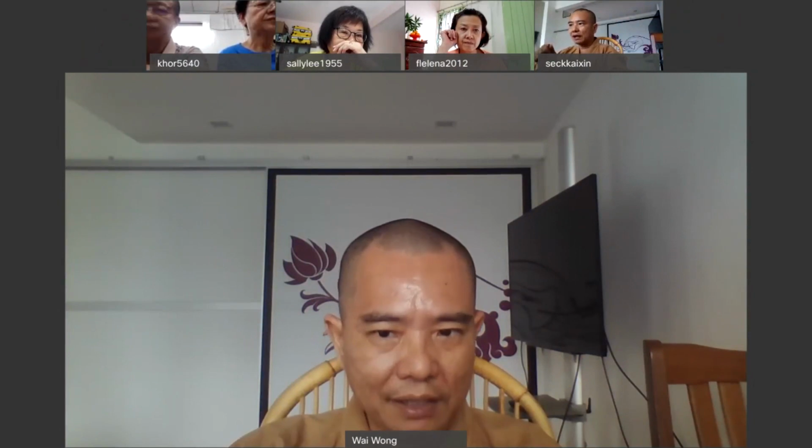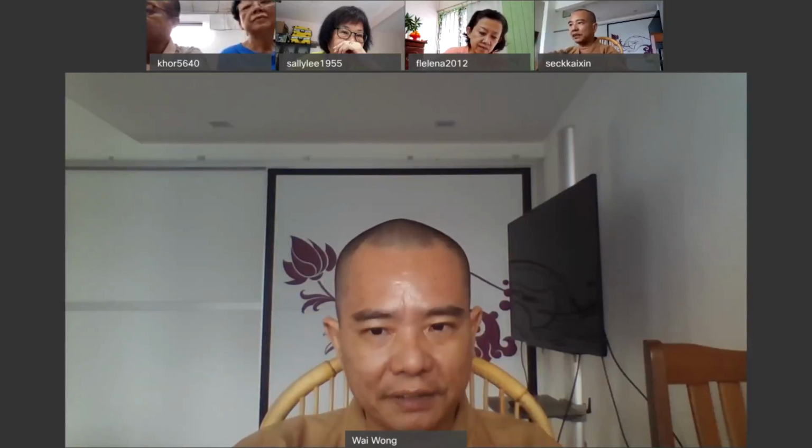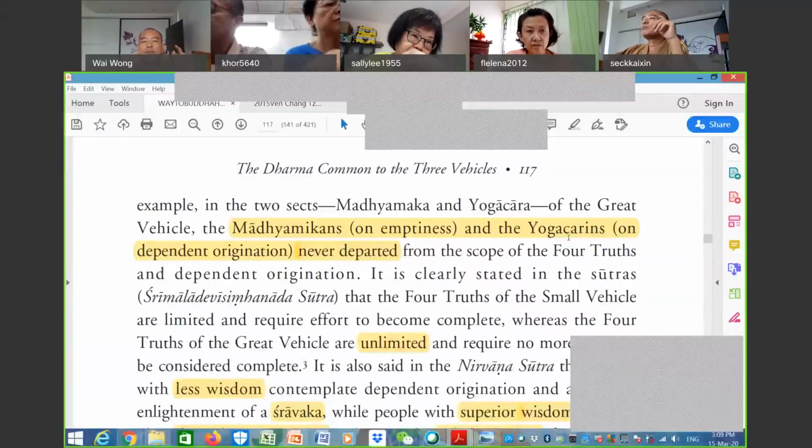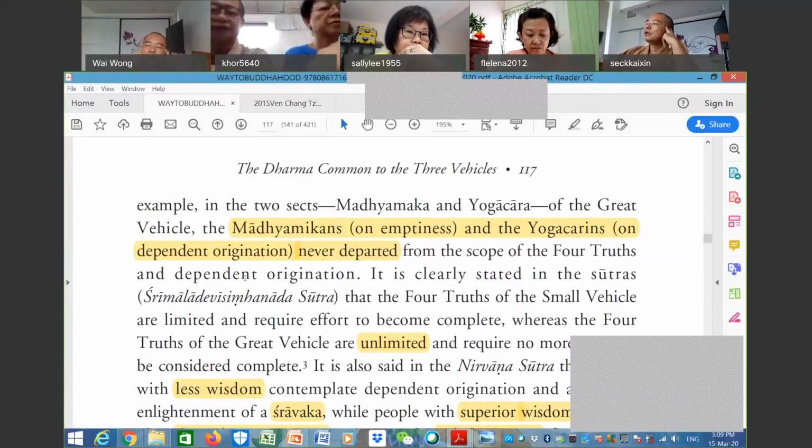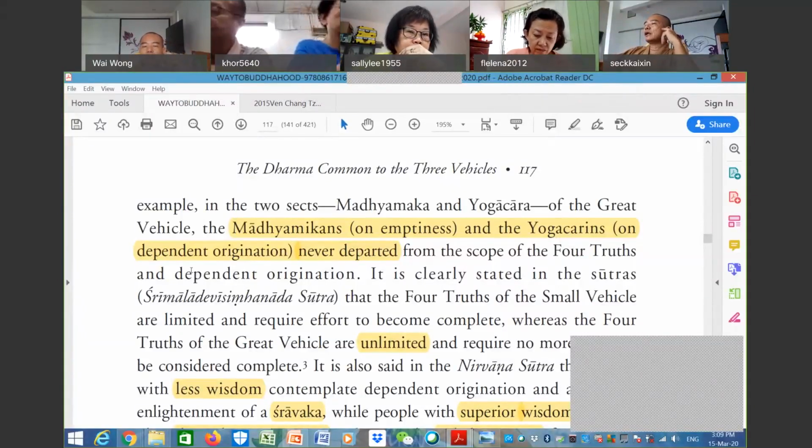Always remember, Madhyamika emphasizes theory like the Prajnaparamita Sutra and the Diamond Sutra. Both of them are about emptiness. They use emptiness to explain everything. The second is the Yogacharin. Let's take a look. Yogacharin is more on dependent origination. I'm quite surprised they mention it like this.